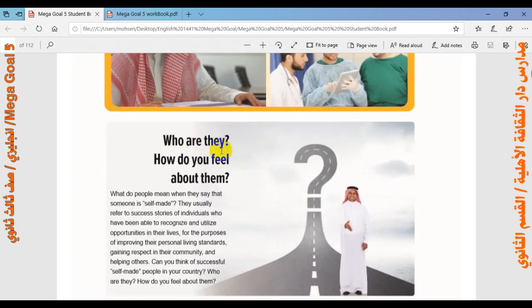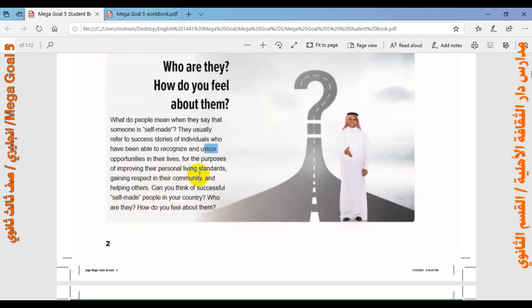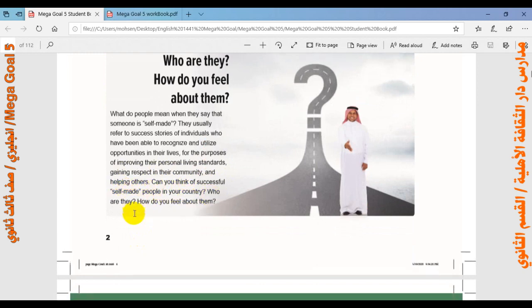Who are they? How do you feel about them? What do people mean when they say that someone is self-made? They usually refer to success stories of individuals who have been able to recognize and utilize opportunities in their lives for the purpose of improving their personal living standards, gaining respect in their community, and helping others. Can you think of successful self-made people in your country? Who are they? How do you feel about them?